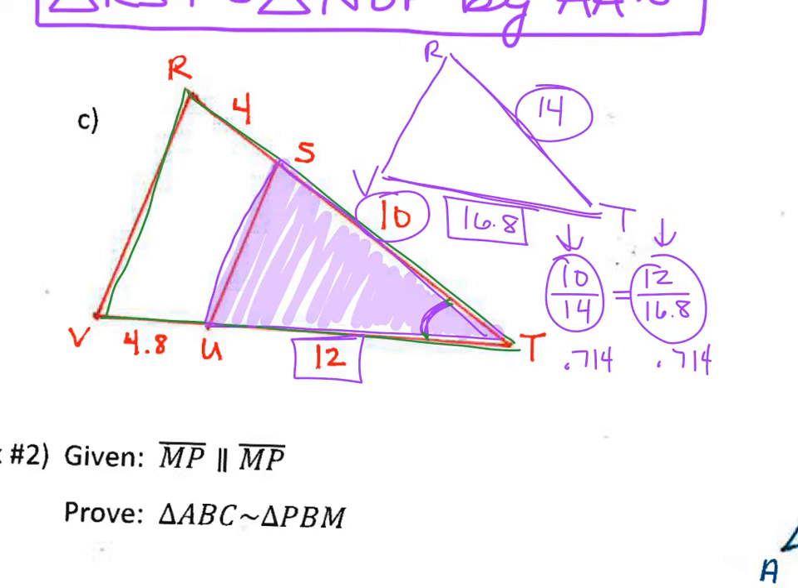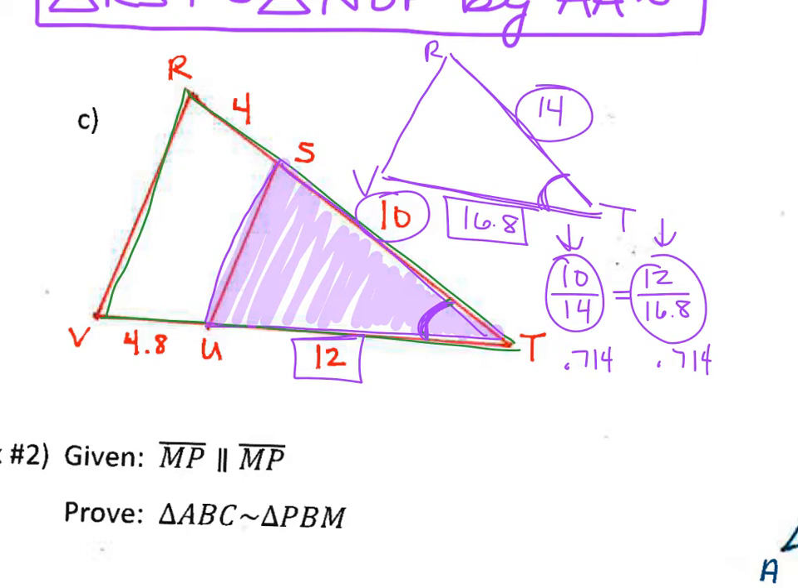Okay, so if I'm saying my scale factor is 5 to 7, first of all, we said this angle matches up with this angle. What theorem gets us to similarity? AA, SSS, SAS. SAS, right? We have the included angle, we got the two sides.